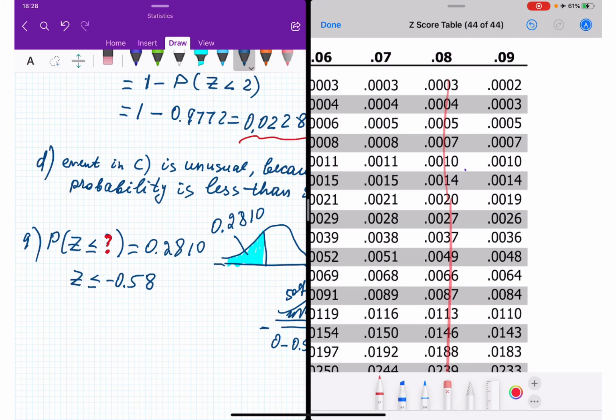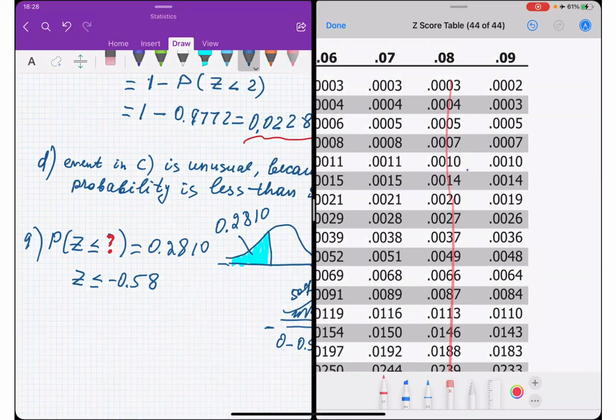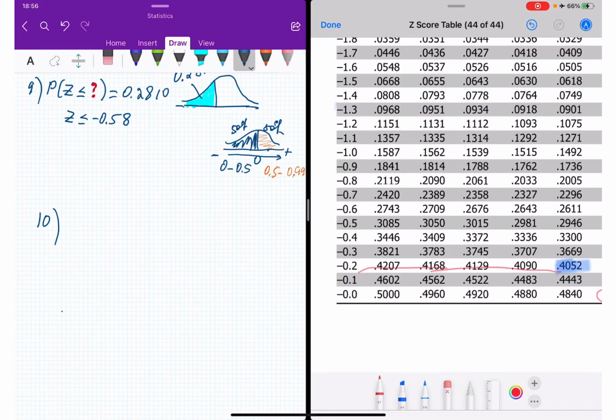Next. Question number 10. We have a standard normal distribution, with the average 0, and we are given the area to the right, and this area is 0.0918. We need to find the z-score.